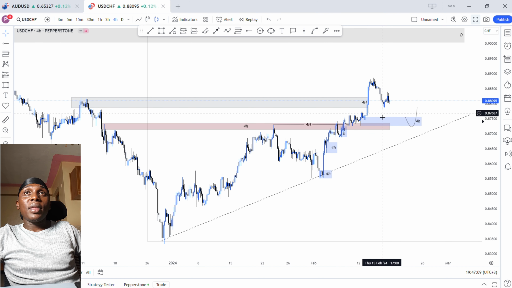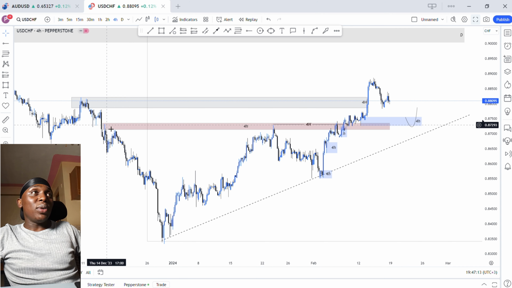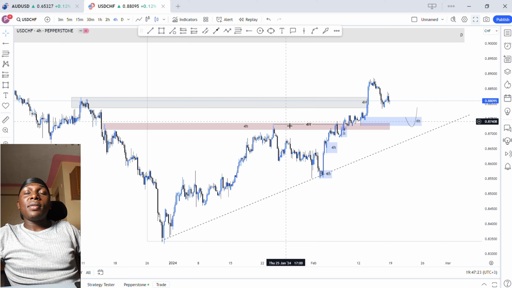which was left right here, and if the demand zone does not hold, I'll wait to see how price reacts around this resistance which later became support. And if it works in my way, I'll be looking to long the market.